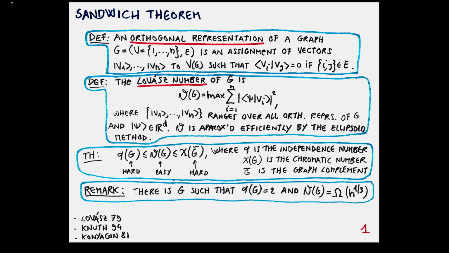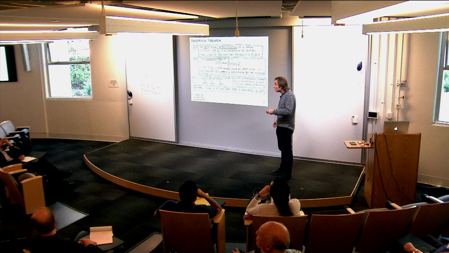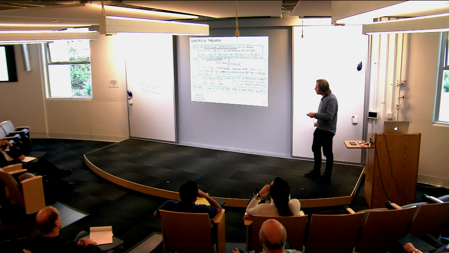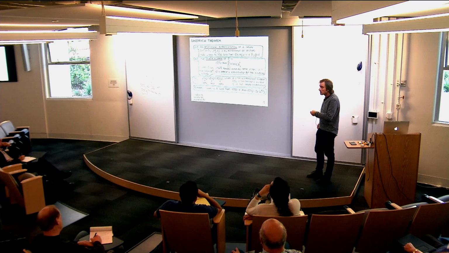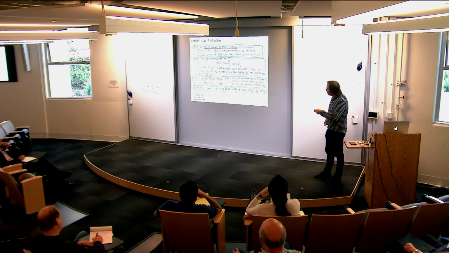Now, what is important about this quantity is that it can be approximated efficiently. So this is not a hard quantity to compute. In fact, there is a semi-definite program for approximating this arbitrarily well. Okay, and please. What happens if you just multiply all vectors by 2? Wouldn't this quantity be unbounded? What do you mean? Yeah, of course, these are unit vectors. Yes. Yeah, okay.